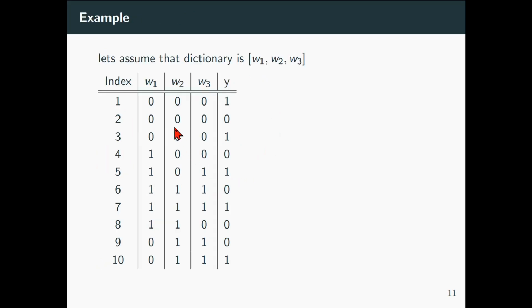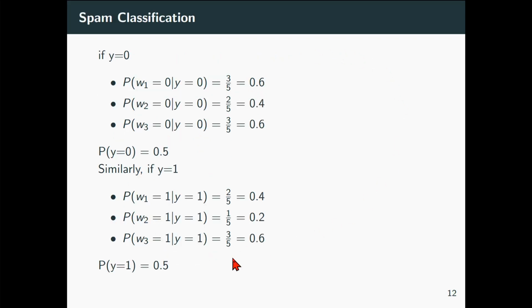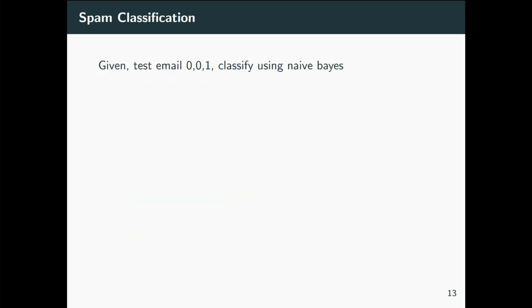Similarly, you can compute the probability of w2 equal to 0 or 1 based on y equal to 0 or 1. Similarly, w3 equal to 0 or 1 based on y equal to 0 or 1. Once you've computed all of those quantities, let's say you're given a test email 001, which you need to classify using naive Bayes. So all you now need to do is plug in the Bayes rule formula and do the computation.